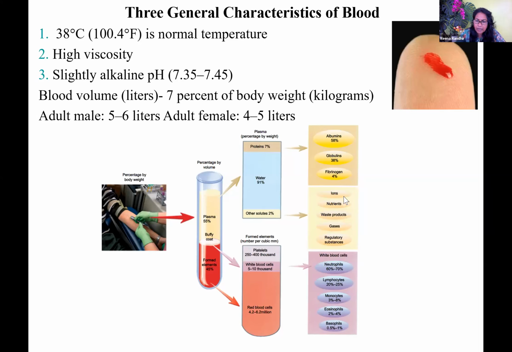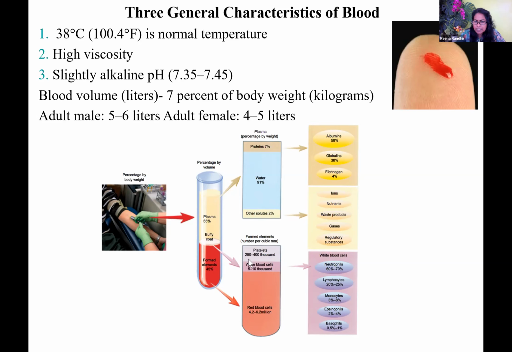Solutes can be ions, all your nutrients. You had a healthy breakfast, and all your glucose and amino acids are hanging around there. The other solutes can also be waste products like urea and lactic acid. Your body wants to get rid of them, so the blood will carry them either to the kidneys or your intestines to get rid of them. There are also gases and some hormones there.